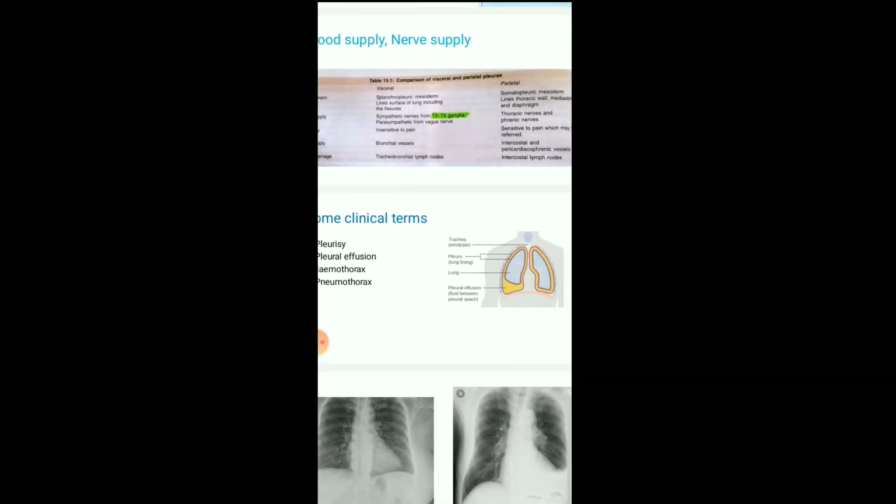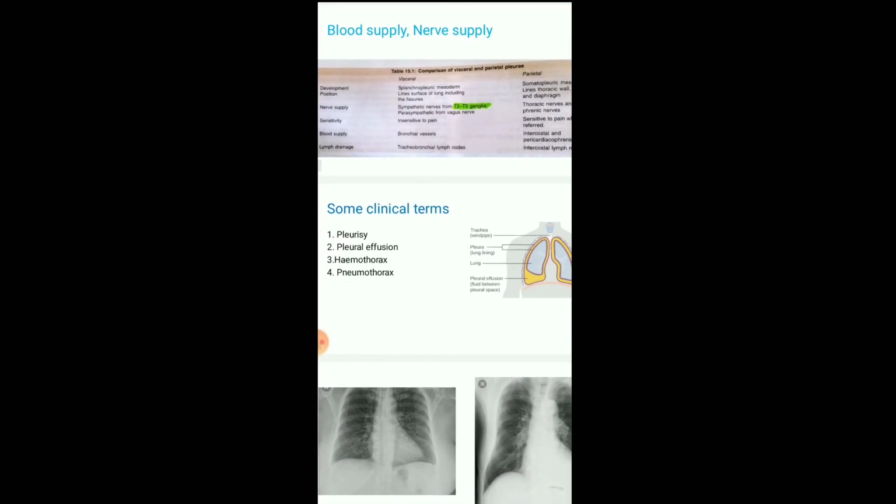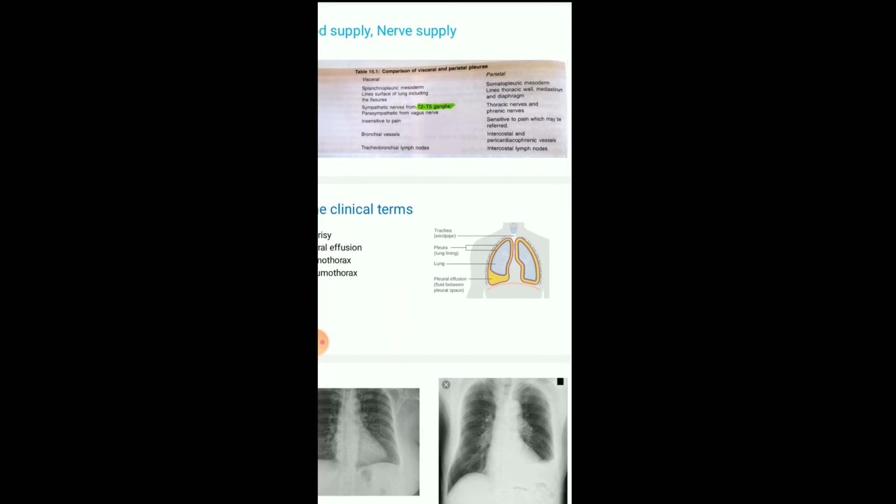Now we will mainly focus upon pleural effusion. What do we mean by pleural effusion? Again, accumulation of fluid in the pleural cavity. You see here fluid between the parietal and visceral pleura, mainly demarcated in the costodiaphragmatic recess. This is where the pleural effusion is observed.